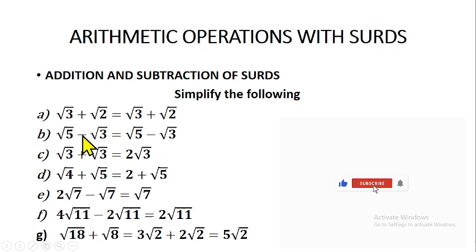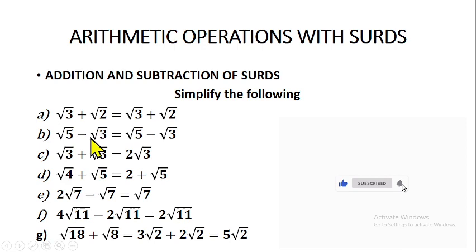Next one is √5 − √3. Can we subtract these two surds? I'm asking you the question as well, based on the law of subtraction. No, we cannot subtract them either, because they are two different surds. So √5 − √3 will give us √5 − √3.